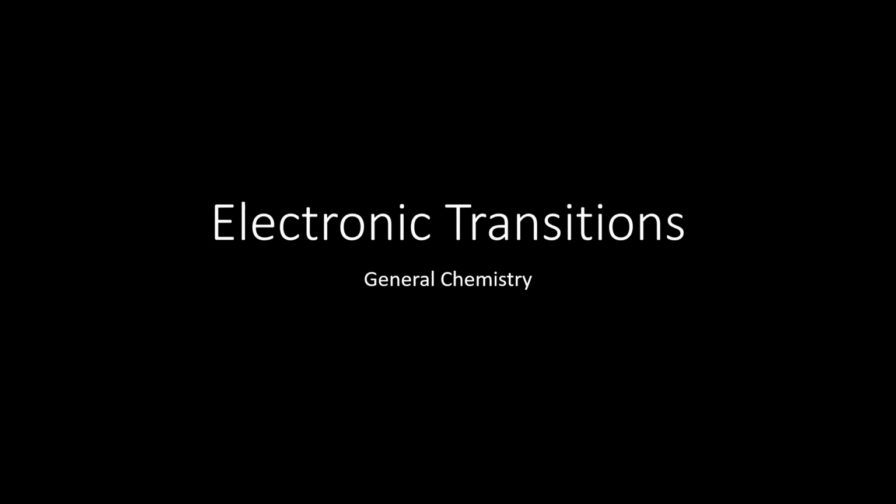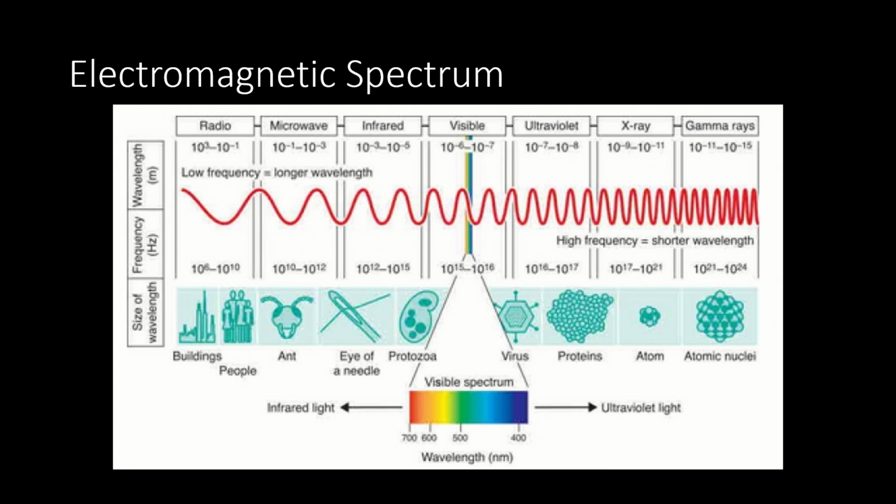Hello, chemistry class. This lesson is going to cover electronic transitions, or electron transitions. Some basics about this: we are looking at wavelengths, and we're looking at the electromagnetic spectrum. That's the spectrum of light.